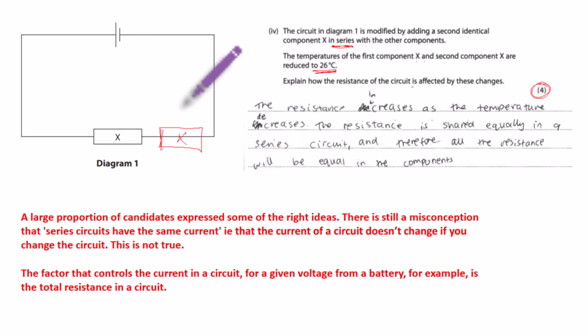Also, this was the general idea among students for this question. A large proportion of candidates express some of the right ideas. There is still a misconception that series circuits have the same current, that is, the current of the circuit doesn't change if you change the circuit. That is not true at all. The factor that controls the current in a circuit for a given voltage from a battery, for example, is the total resistance.